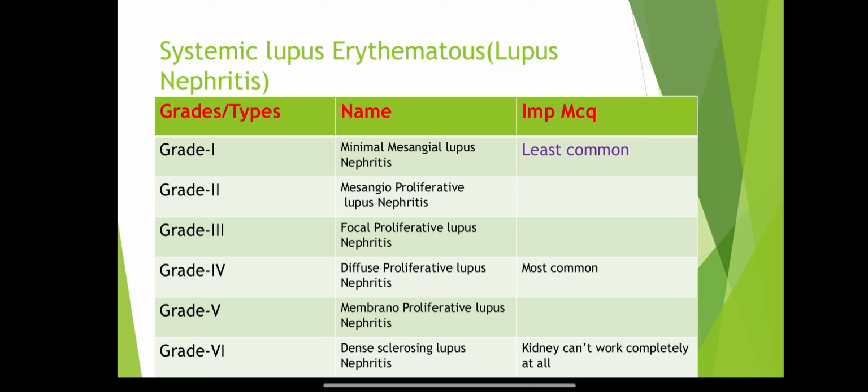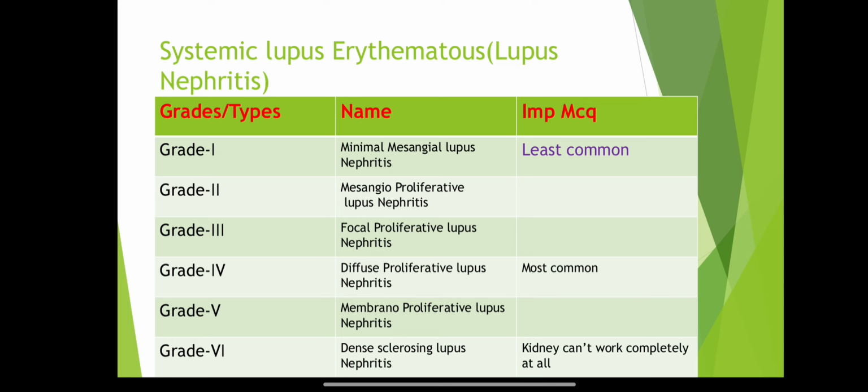Minimal mesangial lupus nephritis is the least common type of lupus nephritis. Next is mesangioproliferative lupus nephritis. The third one is focal proliferative lupus nephritis. Grade 4 is diffuse proliferative lupus nephritis, the most common type of lupus nephritis. Grade 5 is known as membranoproliferative lupus nephritis. Grade 6 is dense sclerosing lupus nephritis, and in this type the kidney cannot work at all, meaning there is complete failure of the kidney.